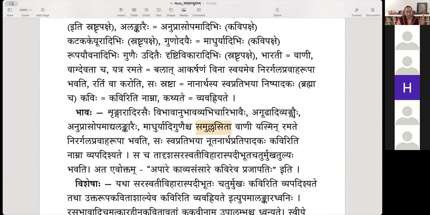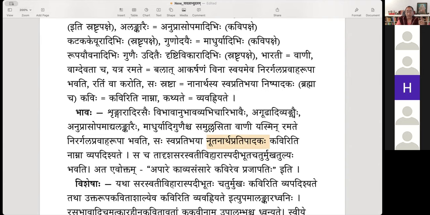Yasmin ramate, wherever she is shining, nirargala pravaha rupa bhavati, where she is shining as a flow of thought which is unobstructed. Saha, that person, swapratibhaya, with his intellect, nutana artha pratipadakaha kavihi iti namna vyapadishyate. He becomes a person who is capable of creating new ideas, new artha, and he is indicated by the word kavihi.